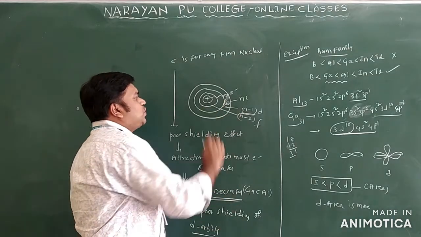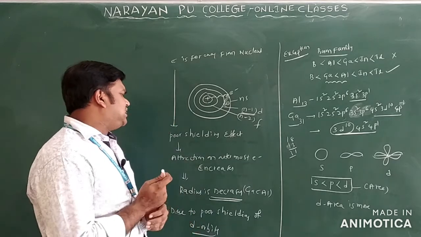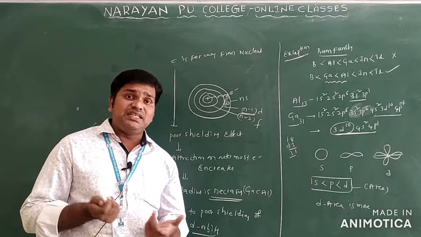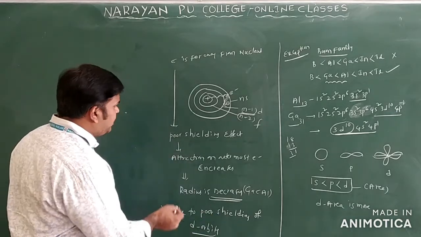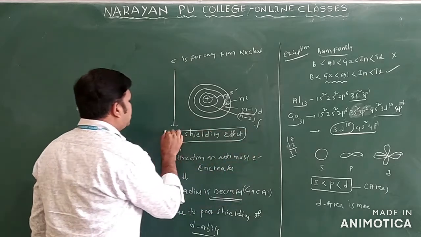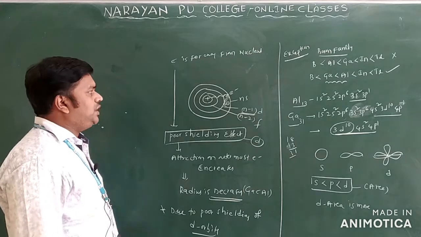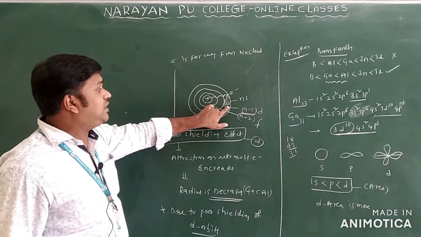If the n-1 d electrons completely screen the outer electrons, then the attractive force on the outermost electron decreases, and the radius increases. But here, due to poor shielding effect, d electrons are poor shielding only. So these electrons do not create more shielding effect, they create less shielding effect only.